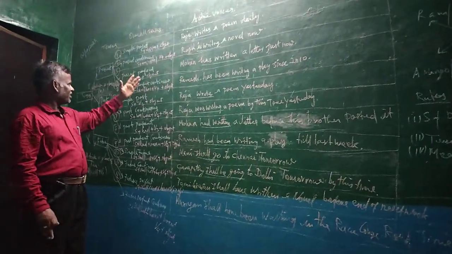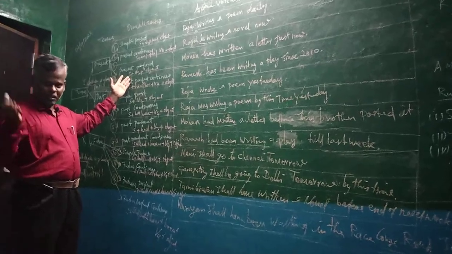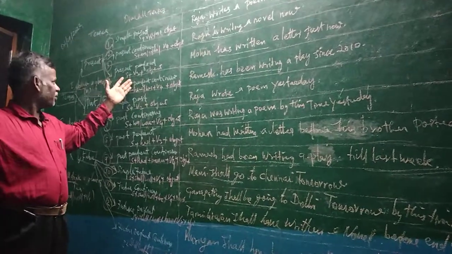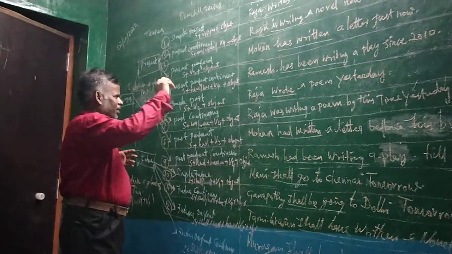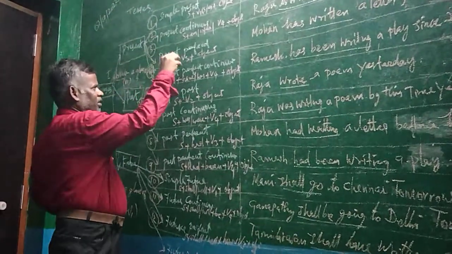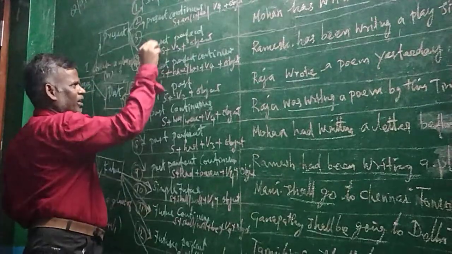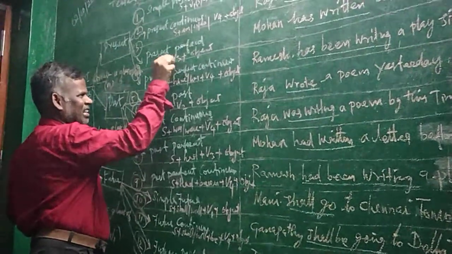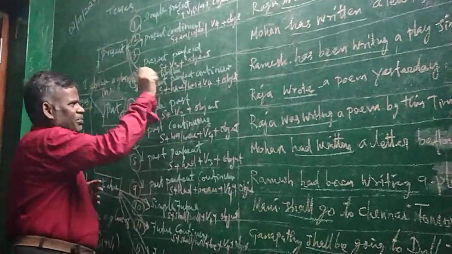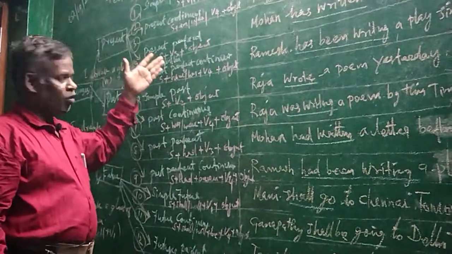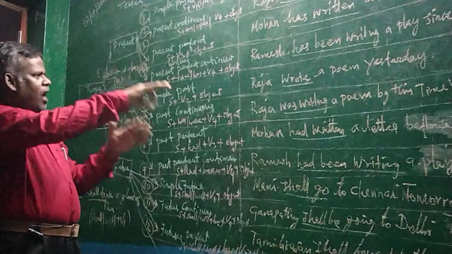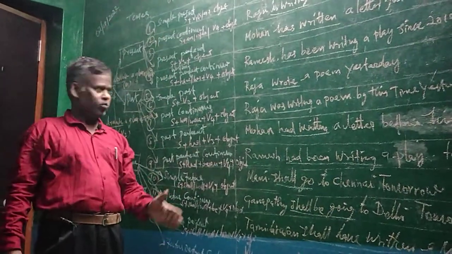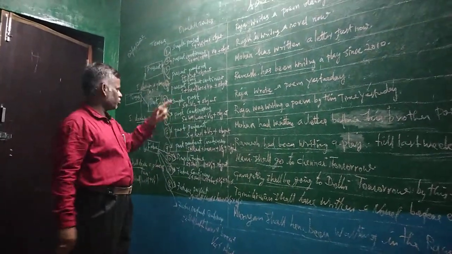And the present perfect: subject plus has or have plus V3. Has or have plus V3 plus object, plus an adverb where required.